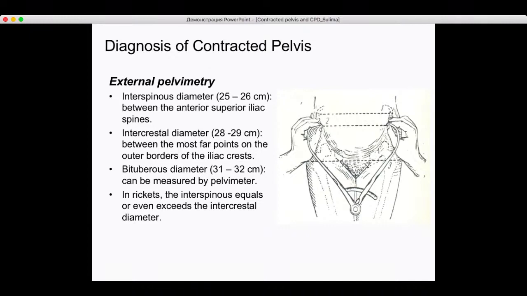We have the rule of 3 centimeters. The difference between each diameter is 3 centimeters. If you know the interspinous diameter is equal to 25 centimeters, 25 plus 3, you can find the intercristal diameter. If you know the intercristal diameter plus 3 centimeters normally, you know the bituberous diameter. This rule of plus 3 centimeters is easy to remember. In case of rickets, the interspinous equals or even exceeds the intercristal diameter.